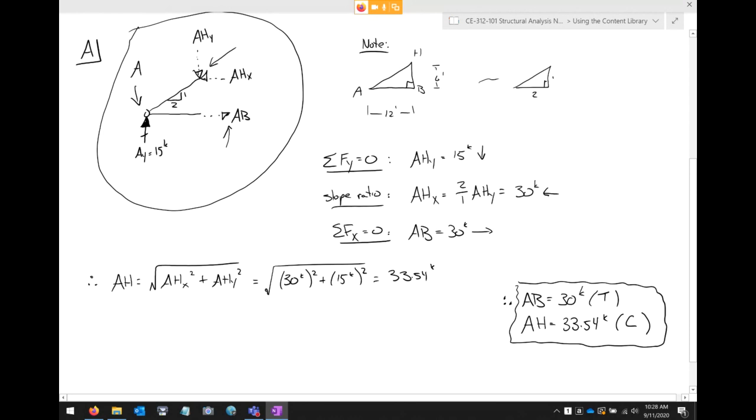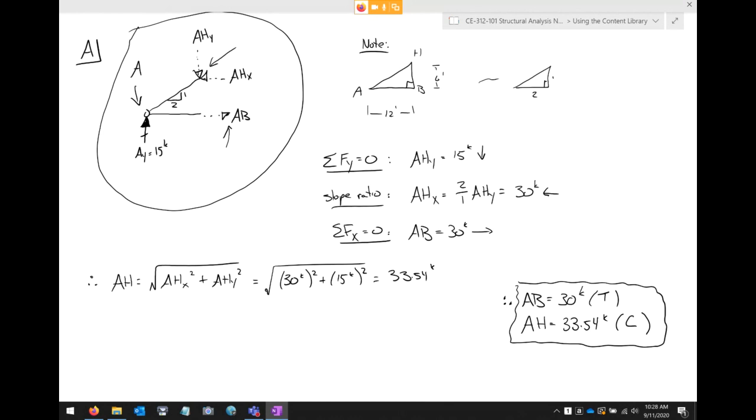I think I understand. So under that assumption, for force AB, this might be jumping the gun a little bit, but if we look at joint B for a moment, that would mean it would be compression there. No. What we're saying is that member AB is experiencing a tensile force. So when you look at joint B, it is a tensile force.